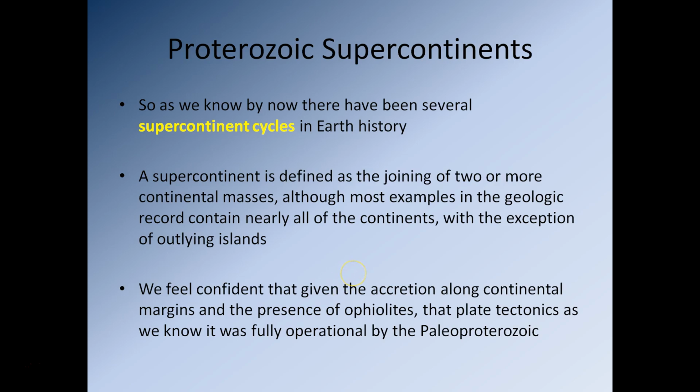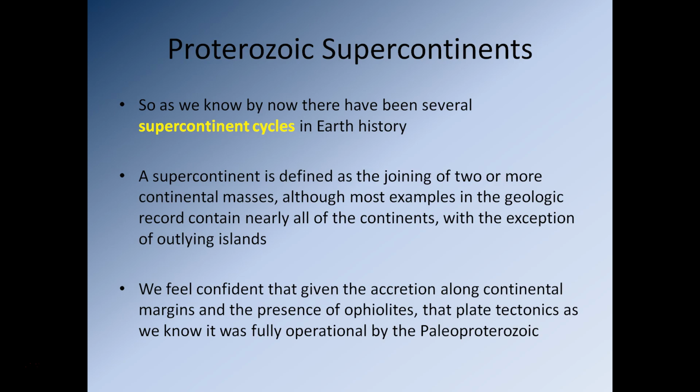So, as I already touched on, the Proterozoic marks the time when we formed the first supercontinent. We've already mentioned the supercontinent Rodinia, and the formation of Rodinia is indicated by the Grenville orogeny. As we know, there have been several supercontinent cycles in Earth history. Essentially a supercontinent is defined as the joining of two or more continental masses, although most examples in the geologic record contain nearly all the continents with the exception of a few outlying islands.